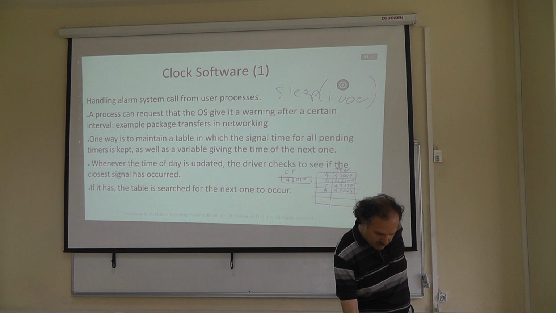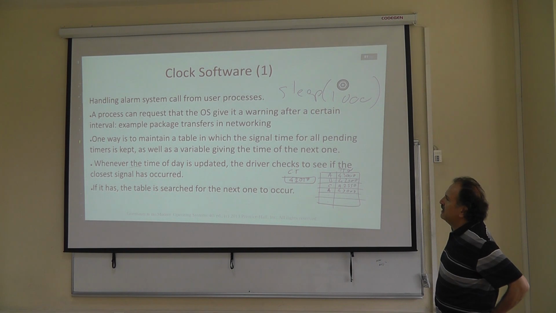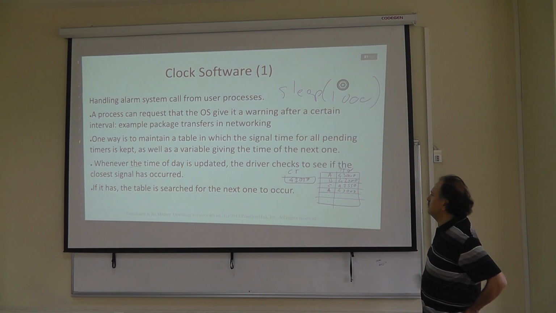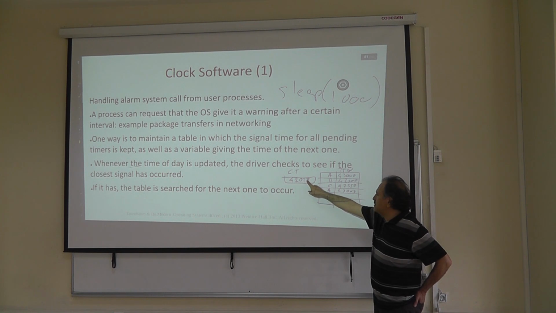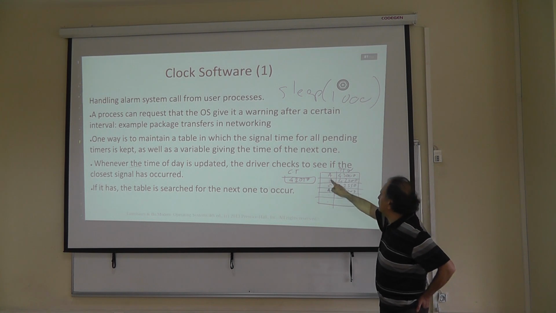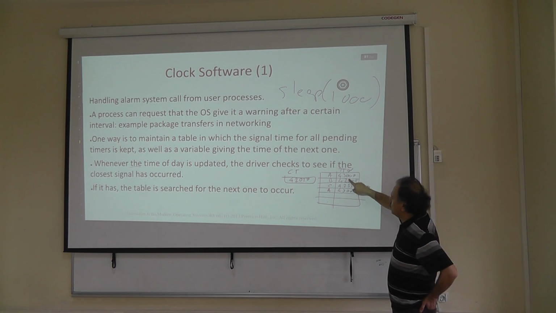So one way is to maintain such a table in which the signal time for all the pending timers is kept, as well as a variable giving the time of the next one. I will show you the picture. Whenever the time of the day is updated, the driver checks to see if the closest signal has occurred. When you update the current time, you compare it against these numbers. If it is the same as one of these numbers, then you wake up the process. If it has, the table is searched for the next one to occur. So this requires a linear search of the numbers.